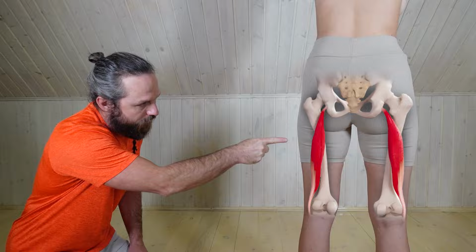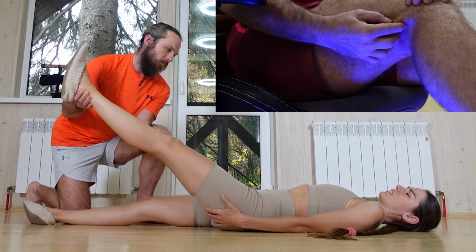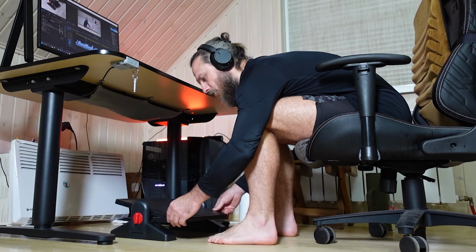Pain in the lower buttock, back of the thigh, knee, and lower leg can be caused by problems with the hamstring muscles. Watch the video to the end to learn the causes of this pain, muscle tests to identify muscle problems, exercises to relieve discomfort at home, and helpful tips for preventing recurrence.